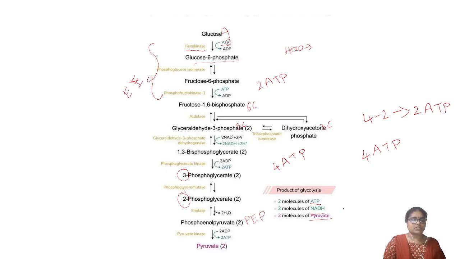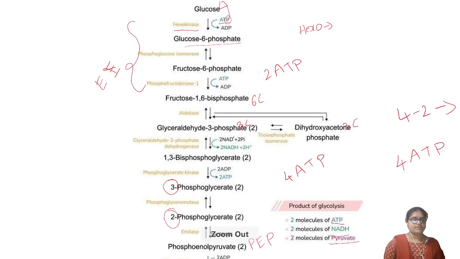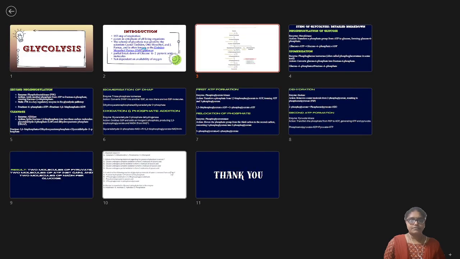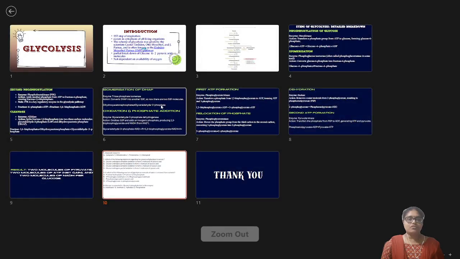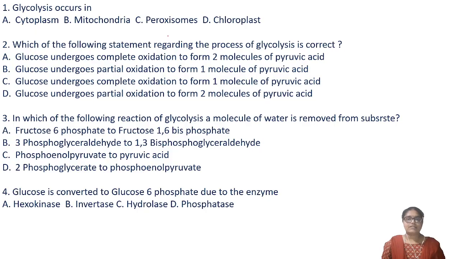Now we are going to discuss the bits. First bit: glycolysis occurs in. As we discussed, let us see the options. Option A cytoplasm, B mitochondria, C peroxisomes, and D chloroplast. Option A is correct. Glycolysis occurs in the cytoplasm.